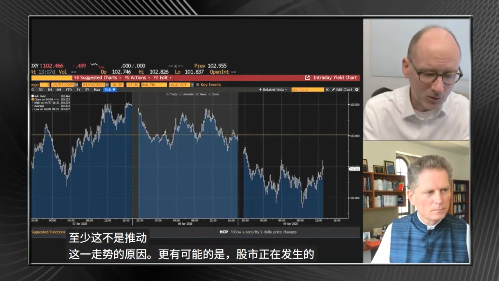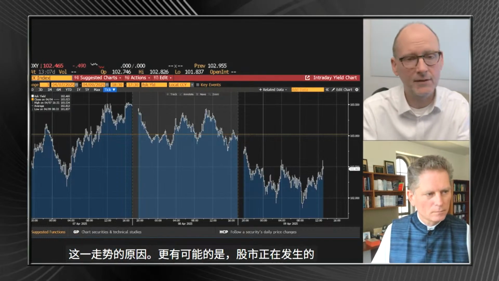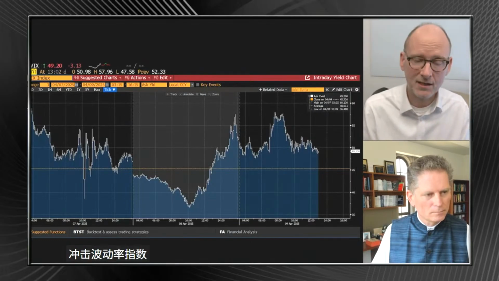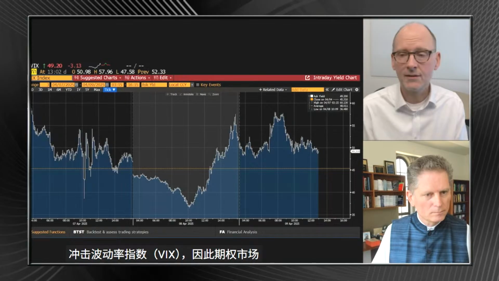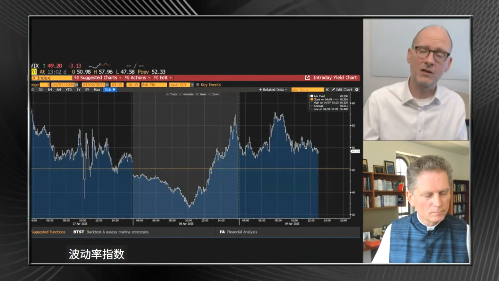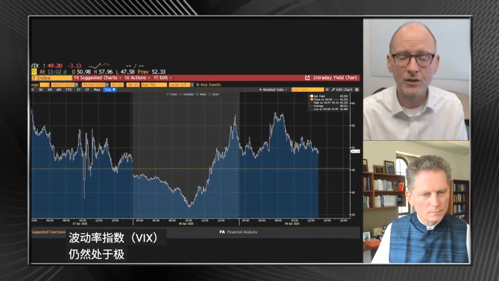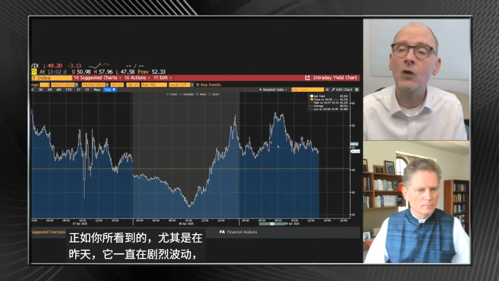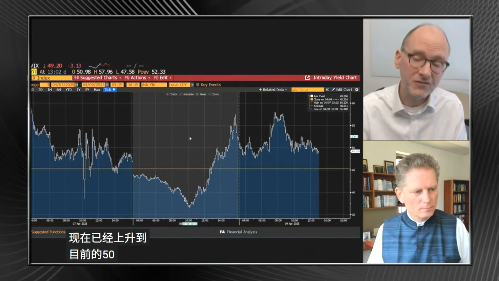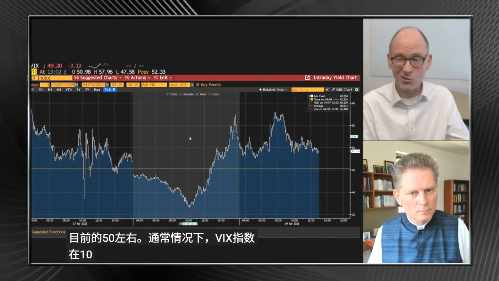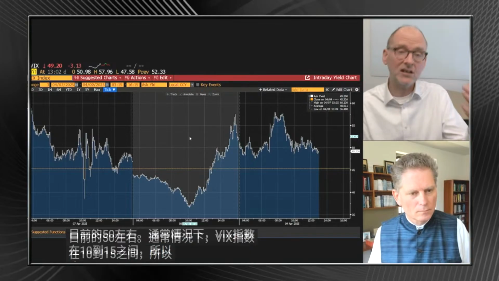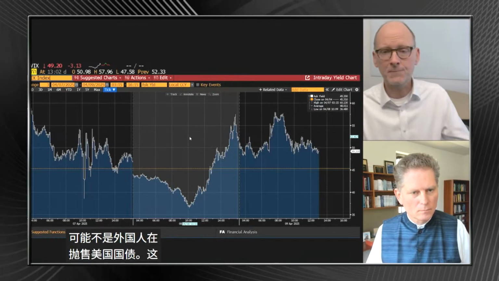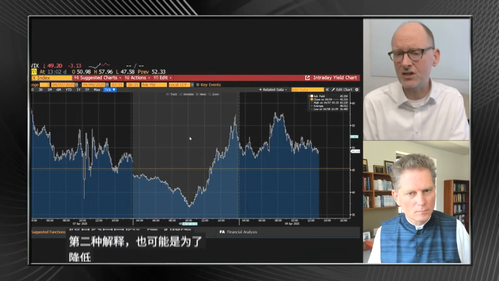Instead, what more likely could be the driver is the significant issue that's been going on with equity markets that has been hitting the VIX and therefore options markets. The VIX, which, as you know, is the implied measure of volatility in equities, remains extremely elevated and has, as you can see, in particular yesterday, been fluctuating wildly and is now at a level of around 50. Normally, the VIX is in the range of 10 to 15, so this is highly unusual. So this tells you that it's probably not foreigners selling treasuries. It's probably a second explanation, and it's probably risk reduction.